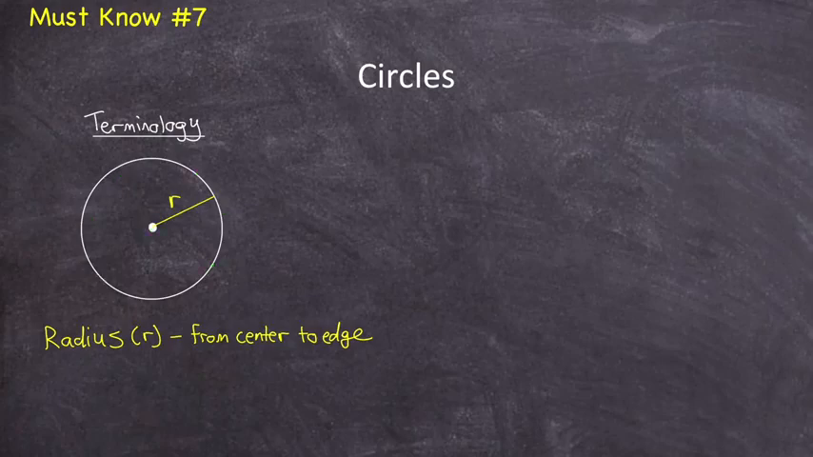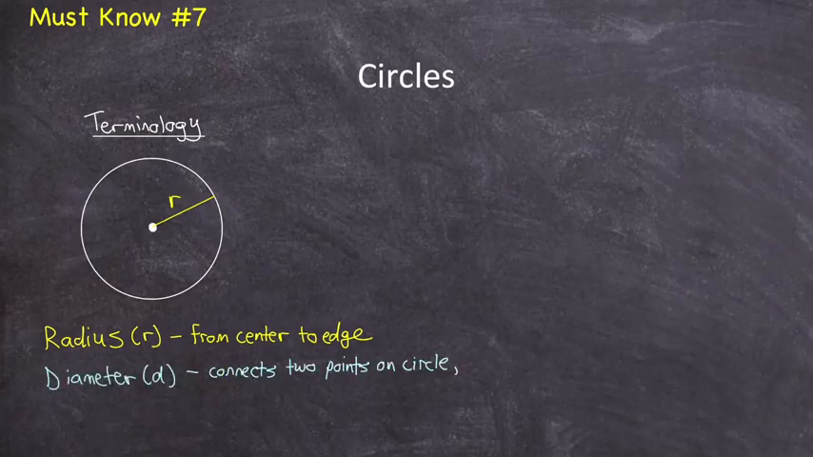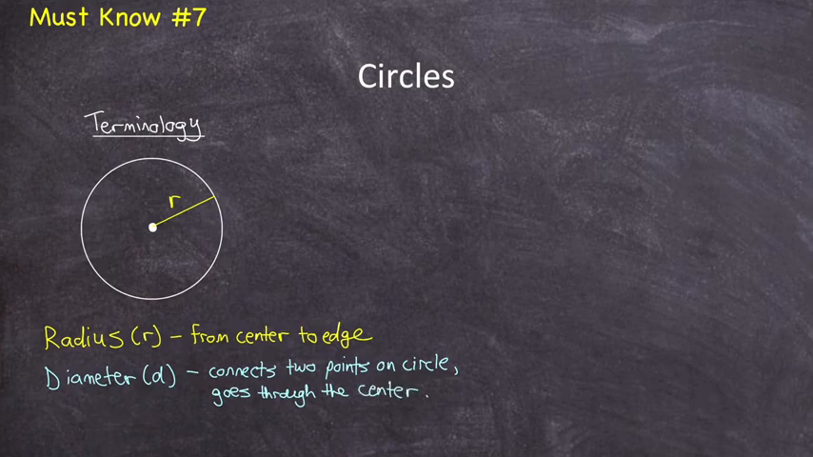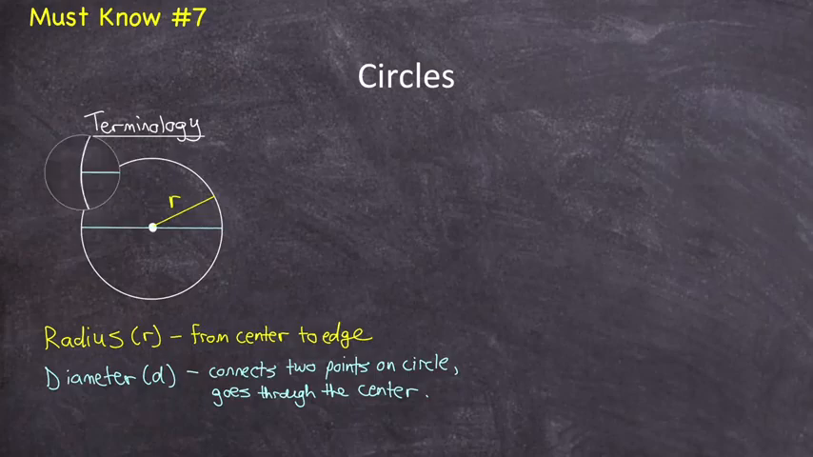So it wouldn't matter where along the edge you drew the radius to, as long as you start at the center and go to the edge, it's going to be the exact same length, and we call that length the radius. Next is the diameter. A diameter of the circle connects 2 points on the circle, and it goes through the center. So if I start along the edge of the circle, go through the center all the way across to a point on the other side, that line is called the diameter.